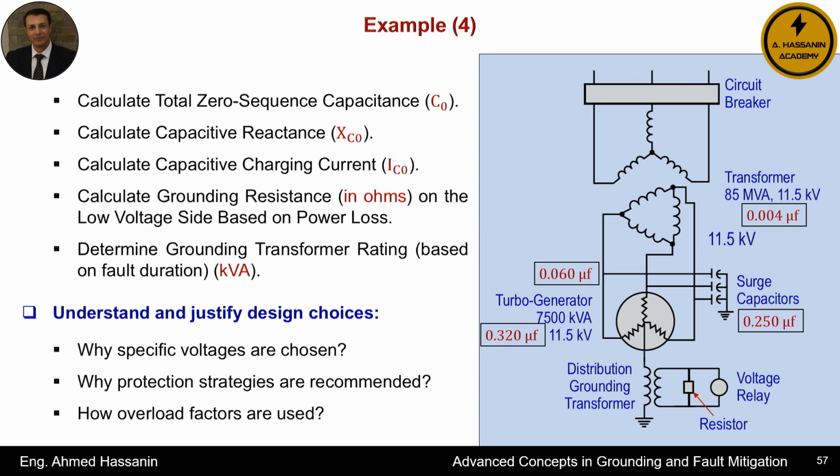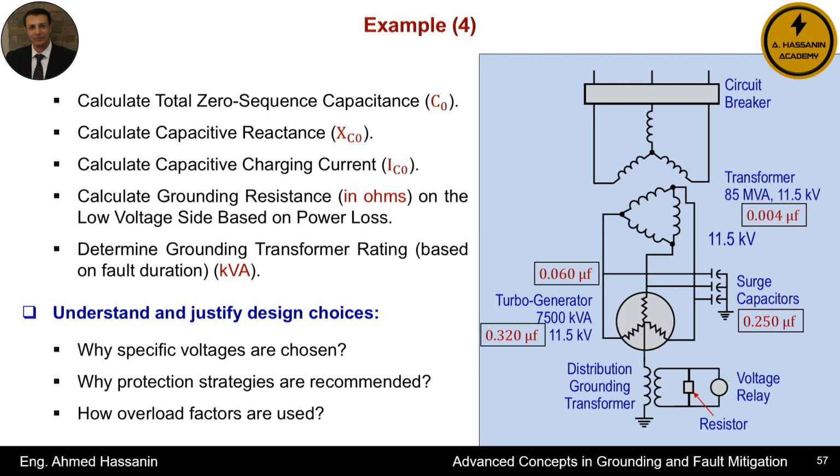With this information, we will proceed to calculate the total zero sequence capacitance denoted as C0. Next, we'll calculate the capacitive reactance, XC0, based on this total capacitance. Then, we'll determine the capacitive charging current labeled as IC0. Following that, we'll calculate the grounding resistance on the low voltage side. This is based on acceptable power loss in the system. We'll also determine the required rating of the grounding transformer considering the expected fault duration. The result will be expressed in kVA.